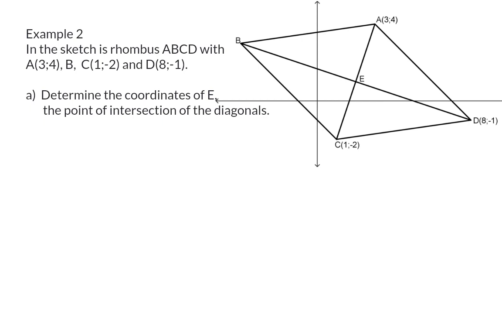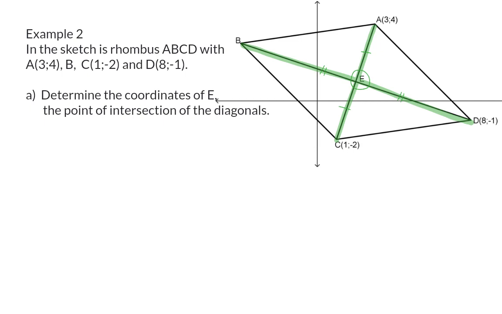Example 2. In the sketch is rhombus ABCD with A (3, 4), B is given without coordinates, C (1, -2), and D (8, -1). Question A. Determine the coordinates of E, the point of intersection of the diagonals. So here we are given 3 of the 4 coordinates of the vertices of the rhombus. Now you need to know that the diagonals of a rhombus bisect each other. That means that E is the midpoint of AC and E is the midpoint of BD.